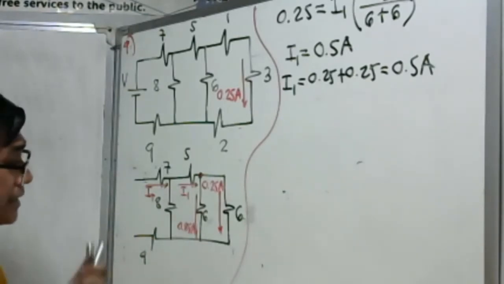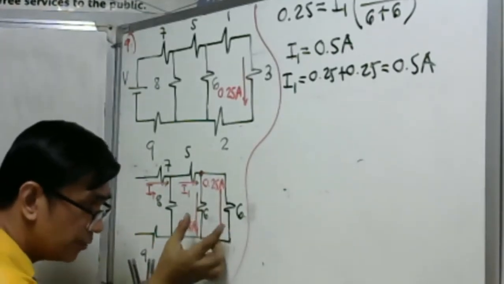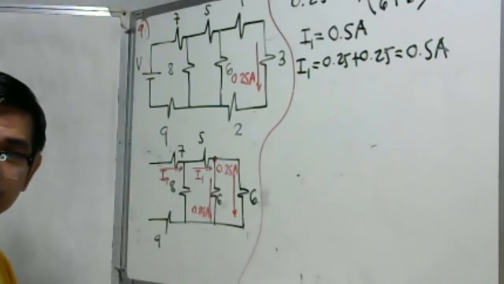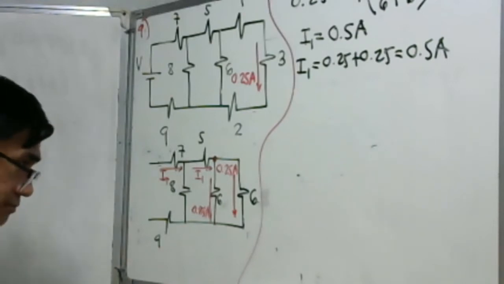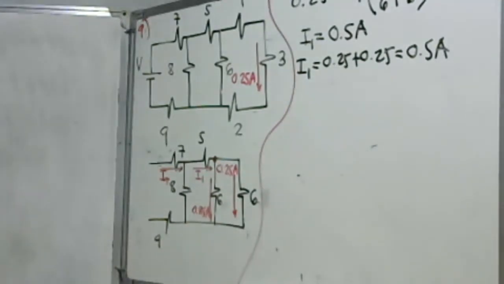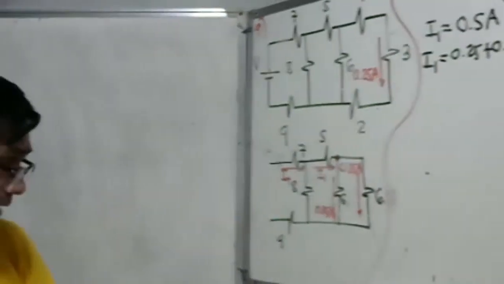So, let us get the equivalent of this. Of course, this is 6 and 6. You are thinking that they are identical resistors in parallel. We already discussed this before.